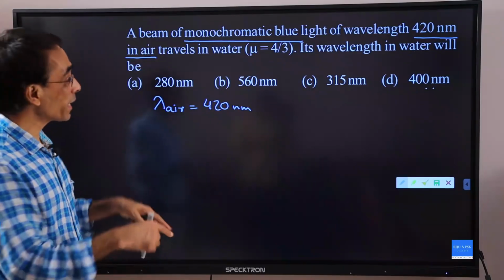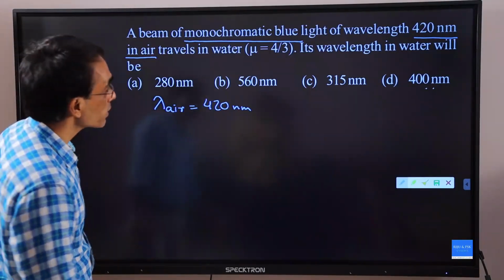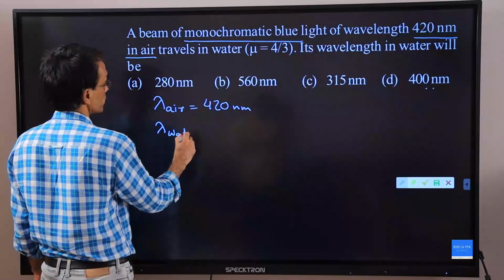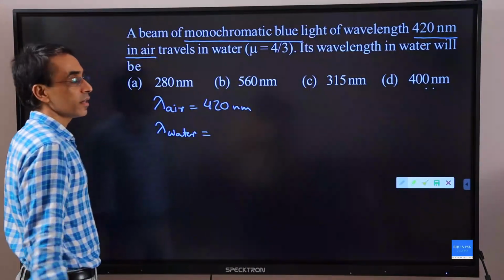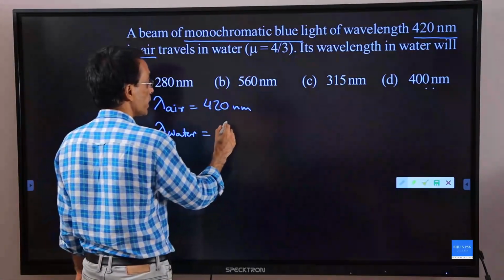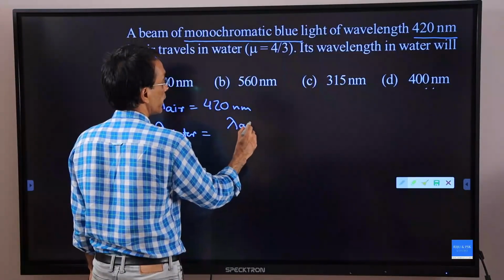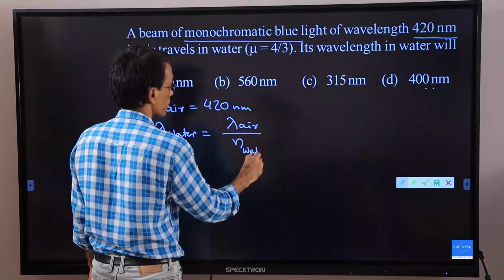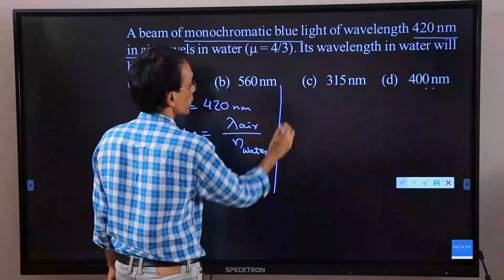It travels in water, it enters water. What is the wavelength in water? The straight relation is simple. Lambda in any medium is nothing but lambda in air divided by the refractive index of that medium. So the basic equation is like this.